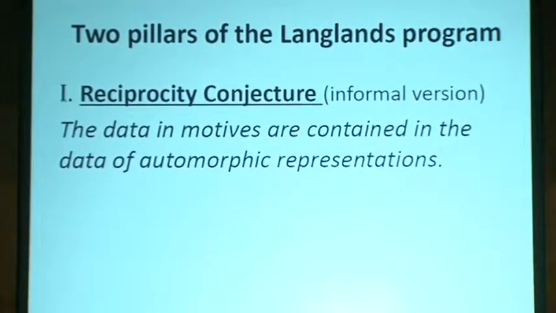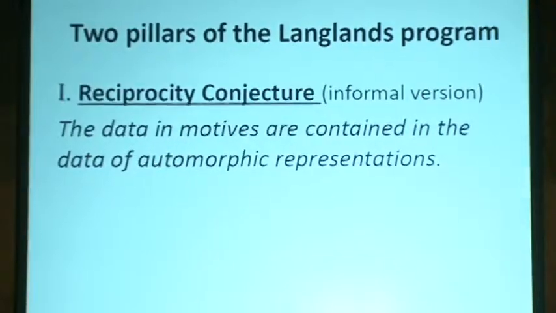Okay, so Langlands was the person that really formulated all of the basic results and conjectures in this area. There are two pillars, I would say, of the Langlands program. They're both conjectures that are very far from known. They're magnificent conjectures. The first one is known as the Reciprocity Conjecture, of which I will simply give an informal version. It is the data that characterize motives, these hidden objects at the heart of algebraic geometry. The data in motives are contained in the data of automorphic representations.